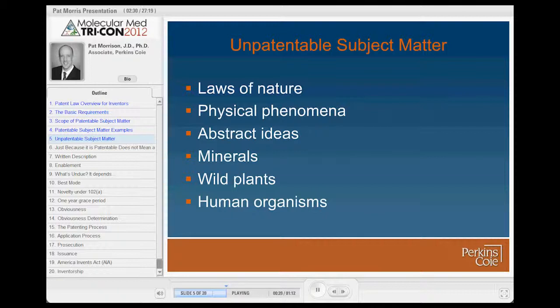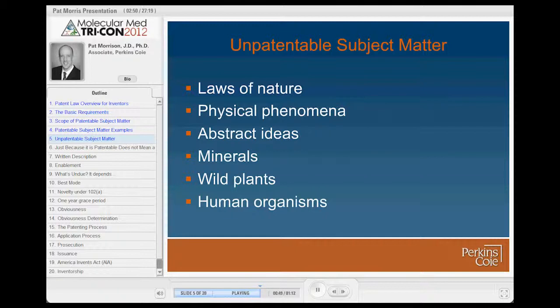The American Invents Act was passed this last fall, and it's one of the biggest changes to the U.S. patent law in probably 25 or 30 years. One of the things it did was put in a specific provision saying that you can't patent anything directed to or encompassing a human organism. So it's really broad language.